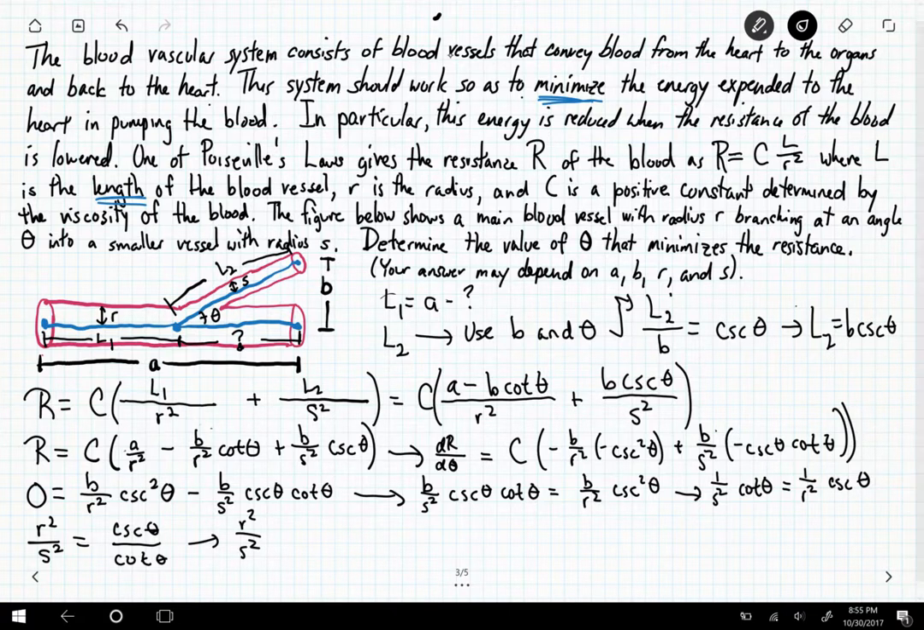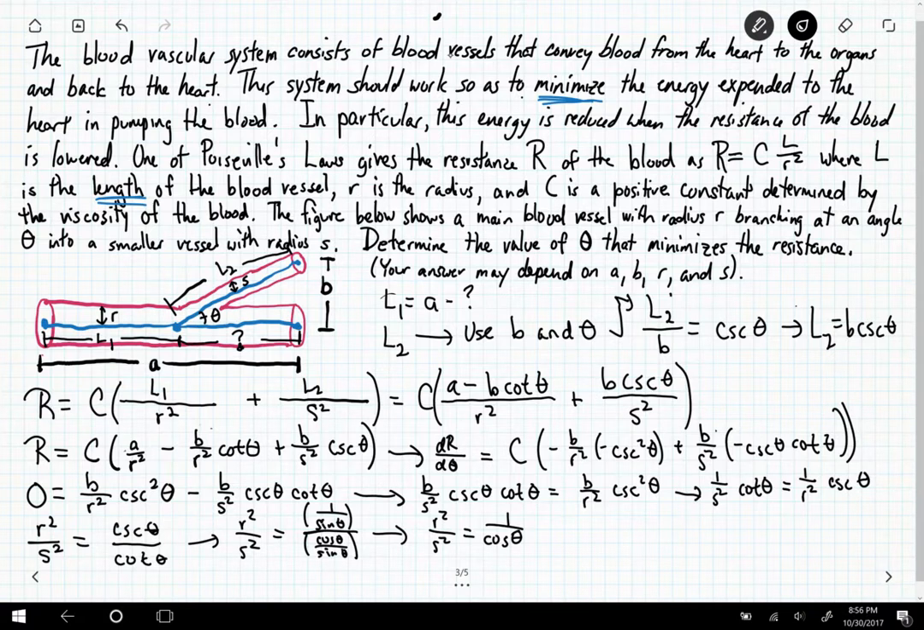Oh, I probably should have went the other way. It would have been a nicer trig function. So this is 1 over sine theta over cosine theta over sine theta. And so what we're left with is r squared over s squared equals 1 over cosine theta.